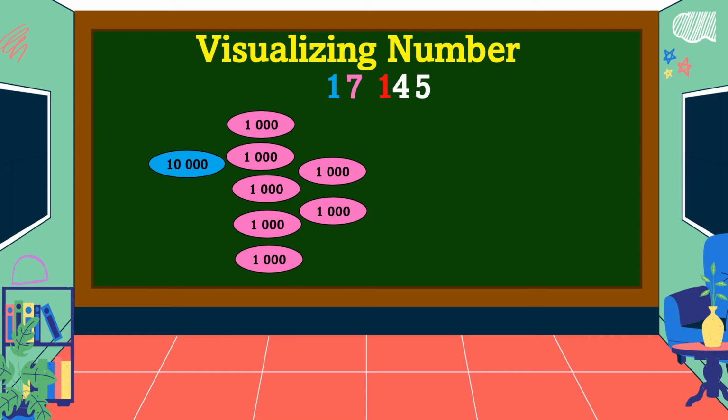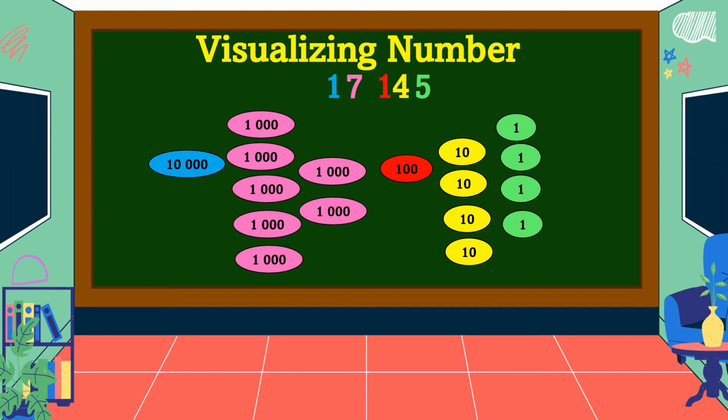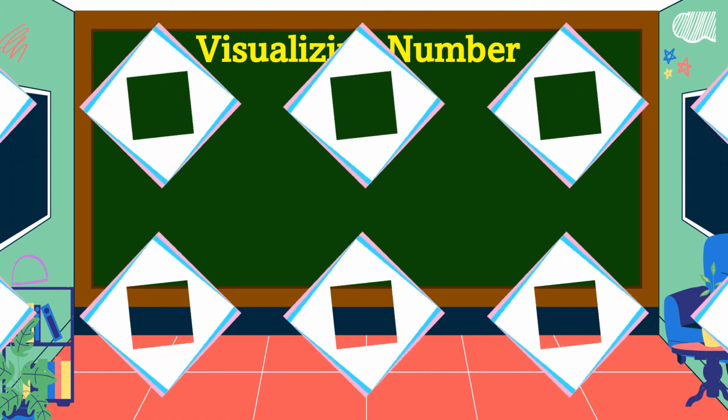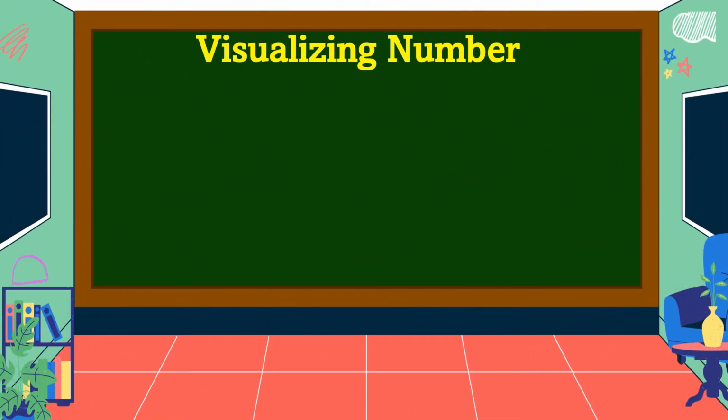1 is in the hundreds place, therefore we have 1 100. 4 in the tens place, so we have 4 10, and the value is equal to 40. We have 5 ones, and the value is equal to 5. This is the way how we're going to visualize 17,145.